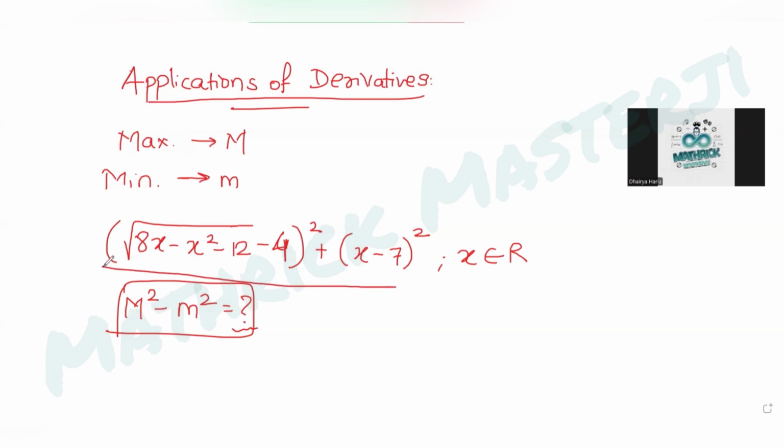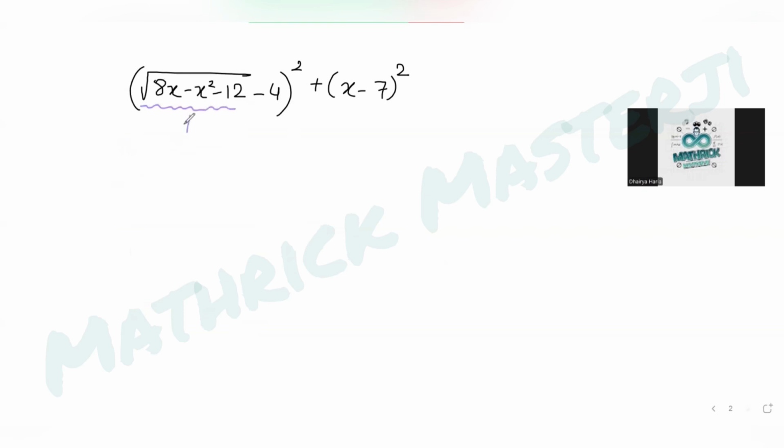So let's see this entire expression. Written down, it says square root of 8x minus x square minus 12, minus 4 the whole square, plus x minus 7 the whole square. So this is the entire function given to me. Whenever some function of x is given, first let's try to simplify it. Let's put this part as y. So y is square root of 8x minus x square minus 12. If I square this, I get y square equals 8x minus x square minus 12.